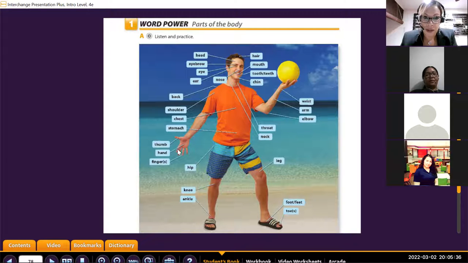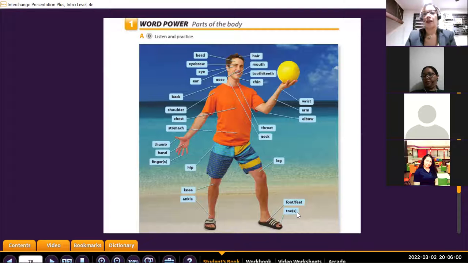Okay, one important thing. This is the hand. Esta es la mano. We got fingers. Okay, ellos son fingers. Son los dedos. Fingers. Pero en el pie no se dicen fingers. Los del pie se dicen toes.